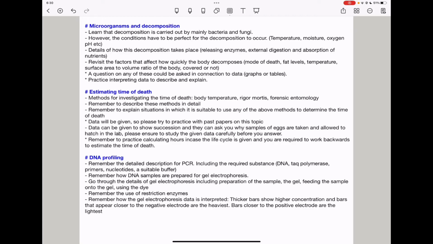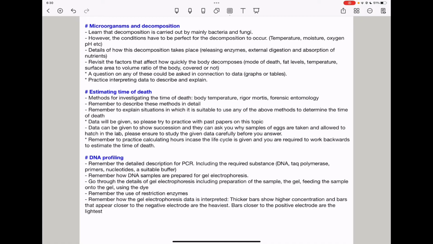Remember that these pathogens release enzymes onto the substance they desire to decompose. Then digestion will occur externally and the substances that are produced are going to be absorbed as nutrients to these microorganisms.